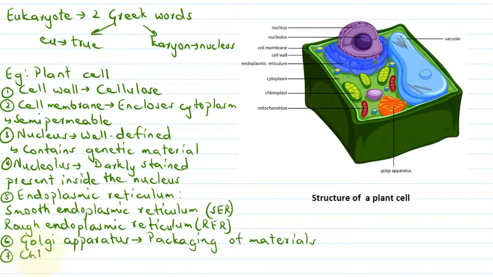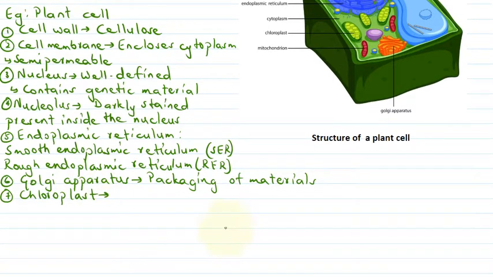Okay, then a special feature is chloroplast that is present in plant cells, which is not present in case of animal cells. So chloroplast is the site of photosynthesis. Okay, here the green pigment called chlorophyll is present that traps the sunlight and performs the process of photosynthesis, the process by which green plants prepare their own food, and hence they are termed as autotrophs.